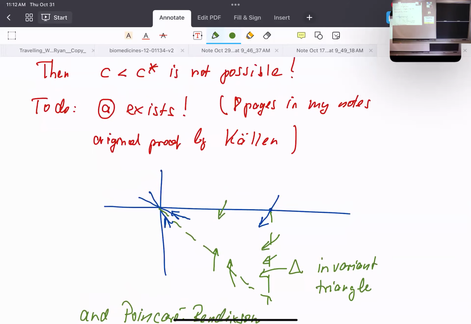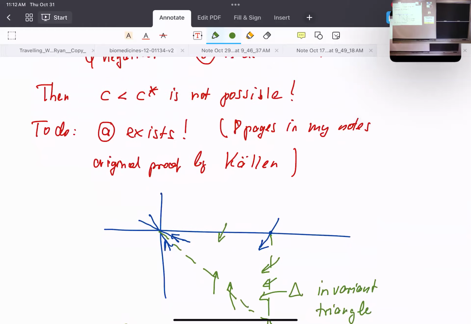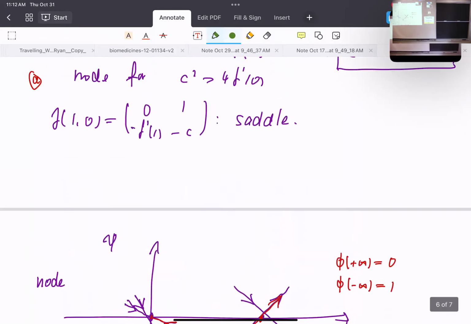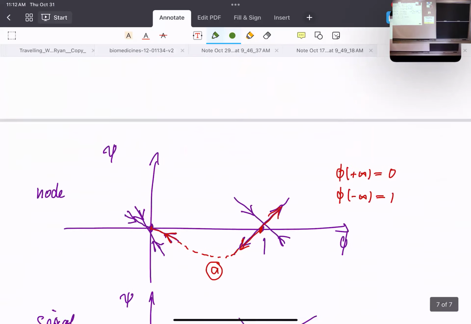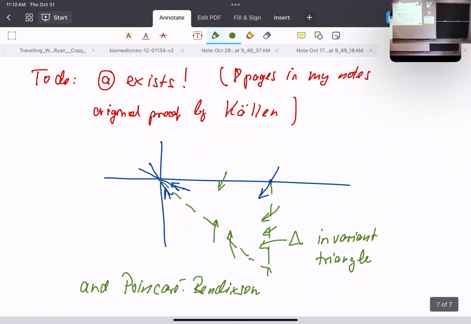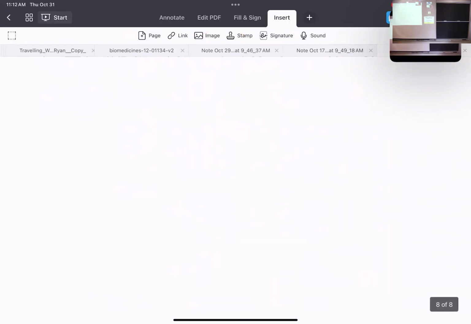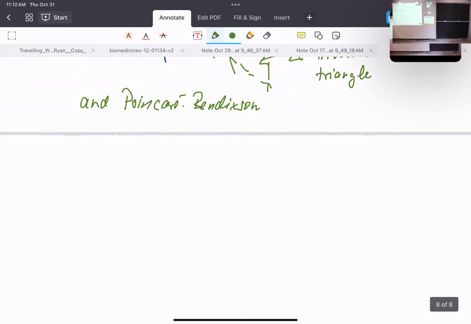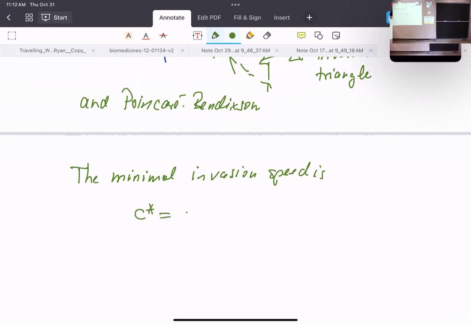Yeah, so I leave it at that. Maybe I post my notes and then you can go through this in detail as you like. But then the result is actually our C star. So let me summarize this on the last page here. So the minimal invasion speed is this. C star is 2 root f prime at 0.